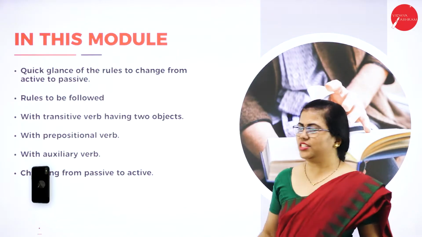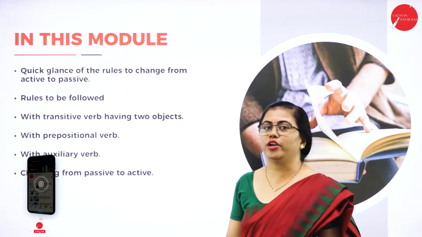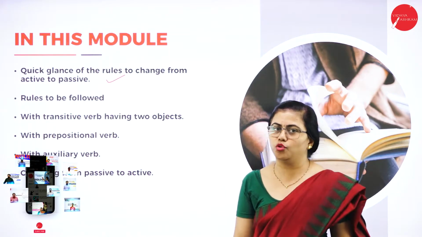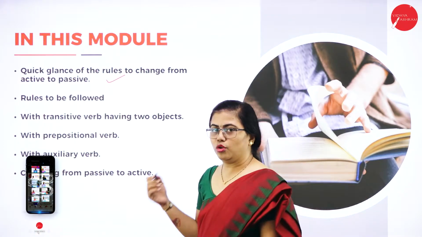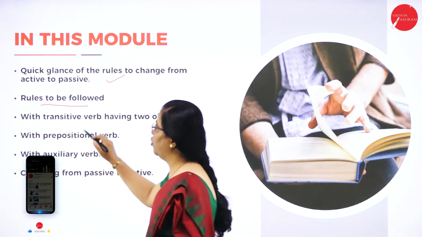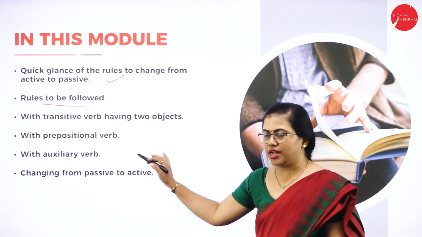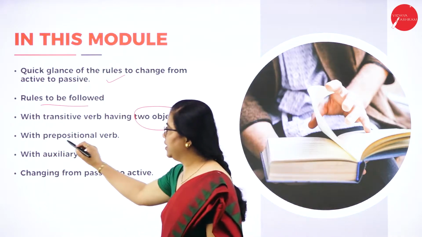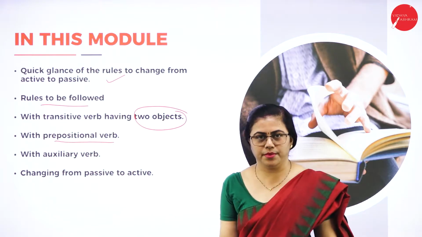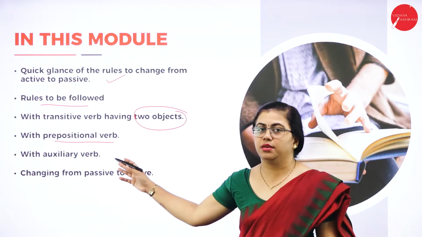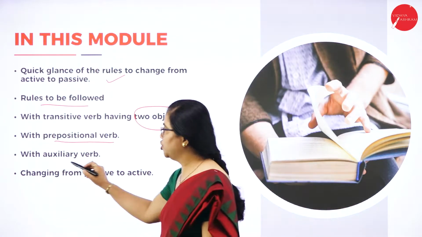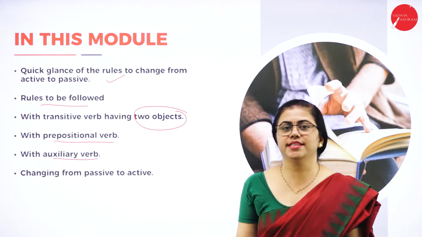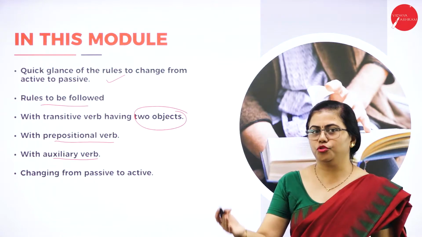So we are just going to have a quick glance of the rules we learned in the previous session for changing from active to passive voice. Then we will also learn the rules to be followed when a transitive verb has two objects. We'll also deal with the prepositional verb, when the transitive verb is a prepositional verb. Then we'll also look at auxiliary verbs, and how to change sentences that have auxiliary verbs from active to passive voice.